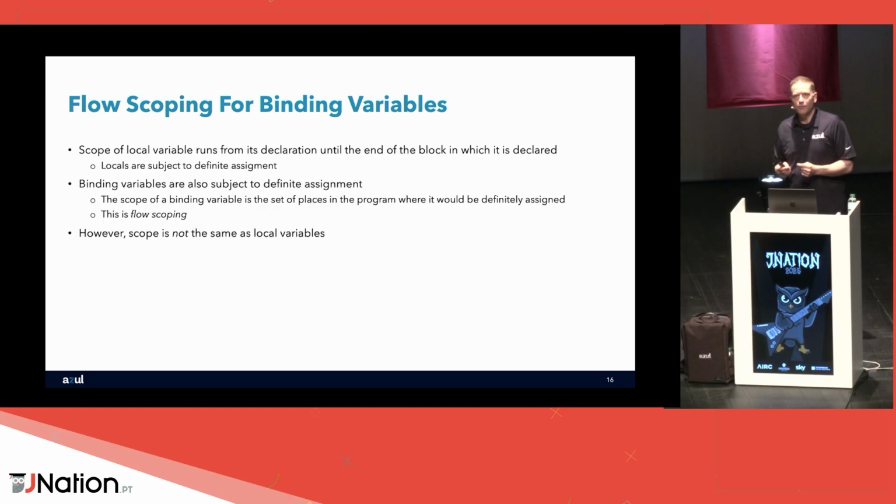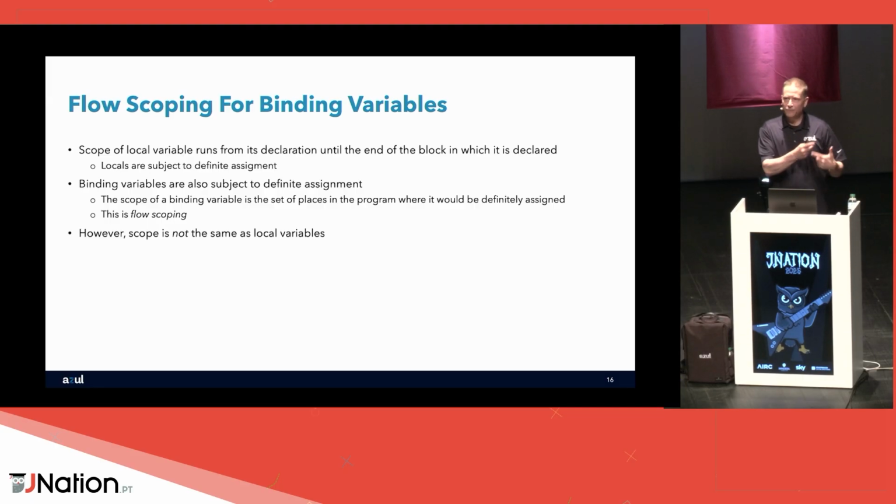Other thing about local variables is that they're subject to definite assignment, meaning that they have to have a value associated with them. Unlike instance fields, there's no default value for a local variable. With pattern variables, the definition is that the scope of a pattern variable is all the places where it is subject to definite assignment. So all the places where, when you match the pattern, that variable will have something associated with it, and therefore you can use it.